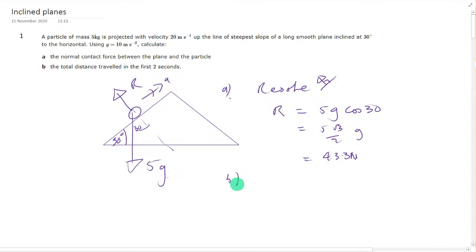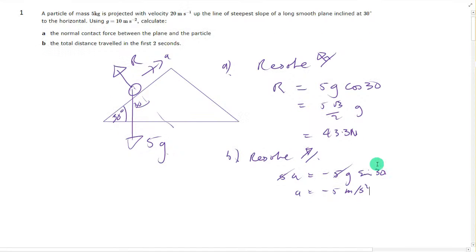Now for part B, we need to find the acceleration, so we're going to resolve parallel to the plane. So we've got MA, so 5A will equal, now the g is going down the plane, so it's going to be minus 5g sine 30. That cancels out with that, so A comes out to be half g, which is minus 5 meters per second squared going down the plane.